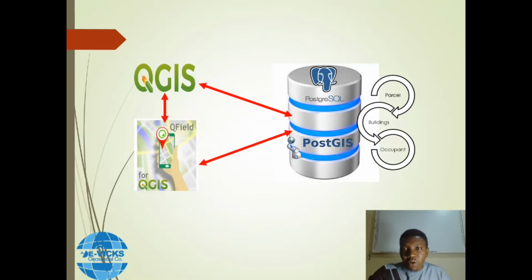And in the course of the property management that we are doing, key data sets were established. That is the parcel, the buildings, and the occupants. The parcel is the extent of the land, then the buildings, and the occupants are the building units.